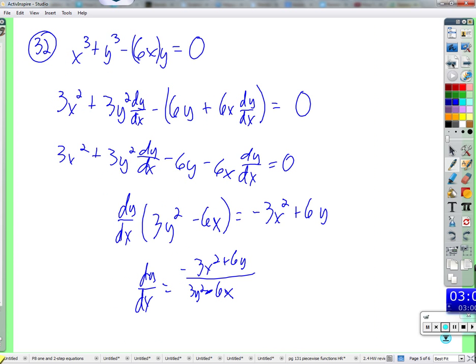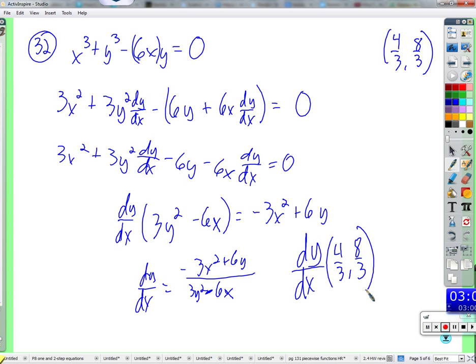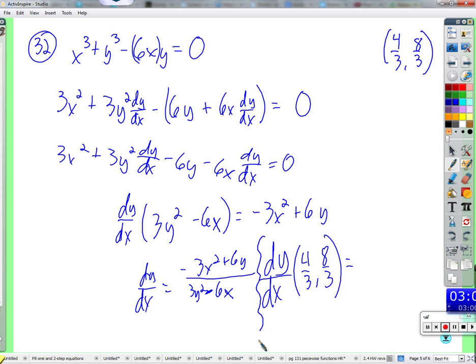All right, so let's go back. The point 4/3, 8/3 is a point on the graph. Find the slope of the tangent line with the x and the y at the same time. So dy dx, I'm going to use some somewhat flimsy notation, but it's accepted, at 4/3, 8/3. This is a function of x and y, so I need an x and a y to plug in. So negative 3 times (4/3) squared plus 6 times 8/3, over 3 times (8/3) squared minus 6 times 4/3.